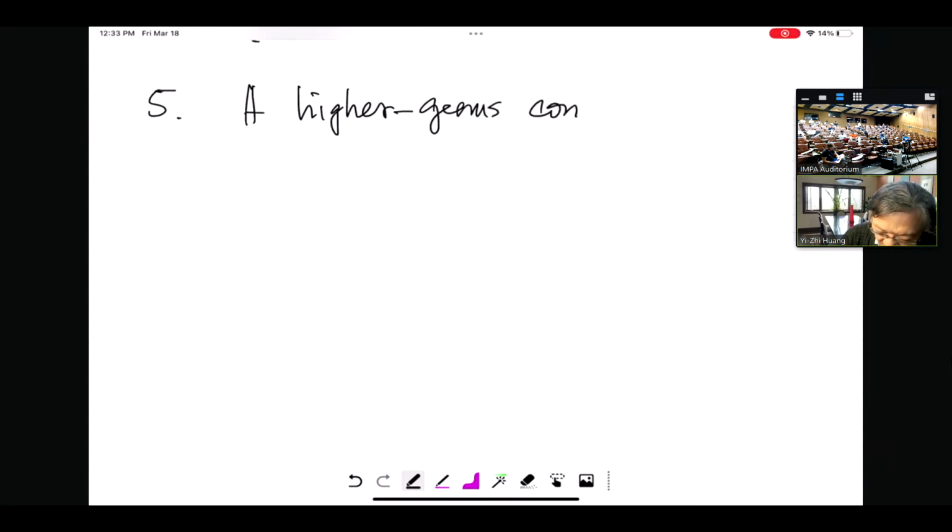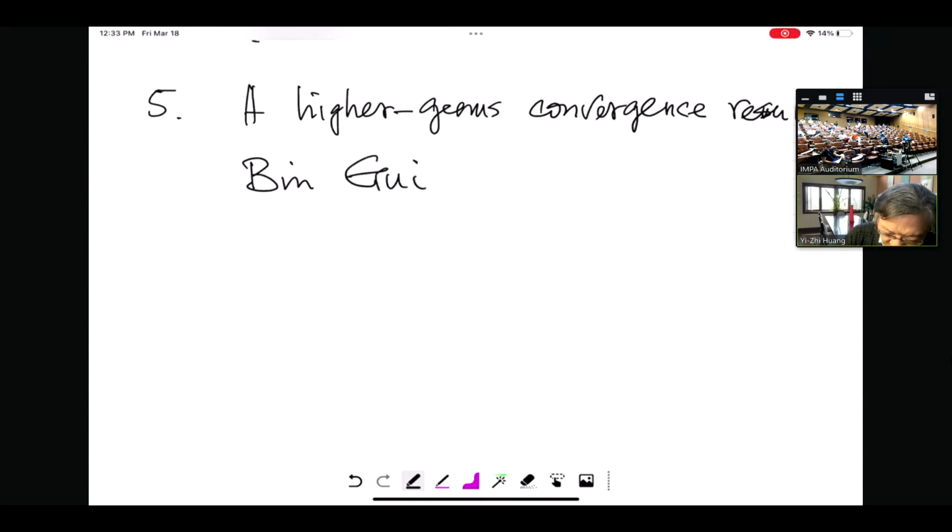Convergence results. This is proved by Bing Gui. I think he proved this in 2020. Roughly speaking, let me just discuss the problem. The problem is the following.